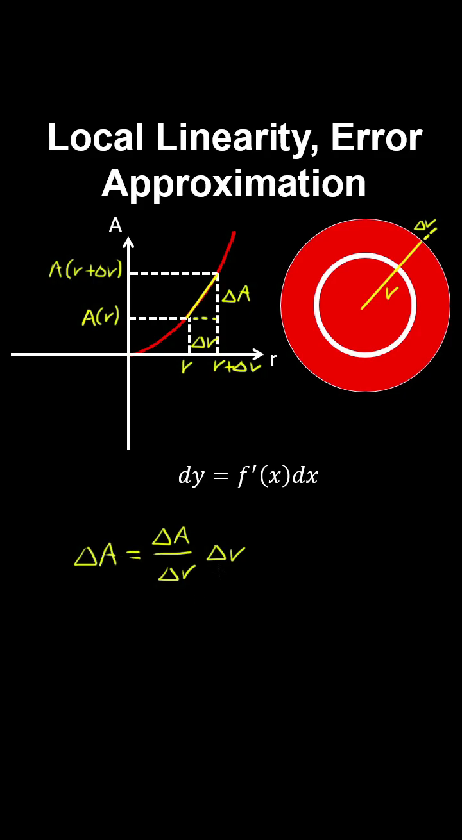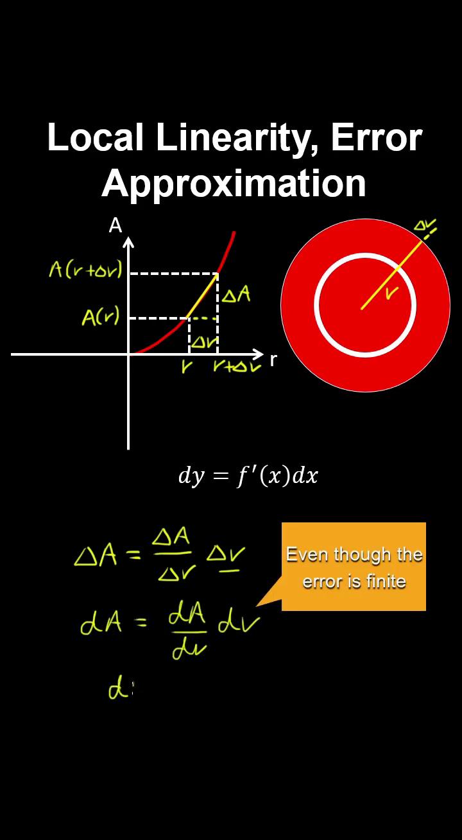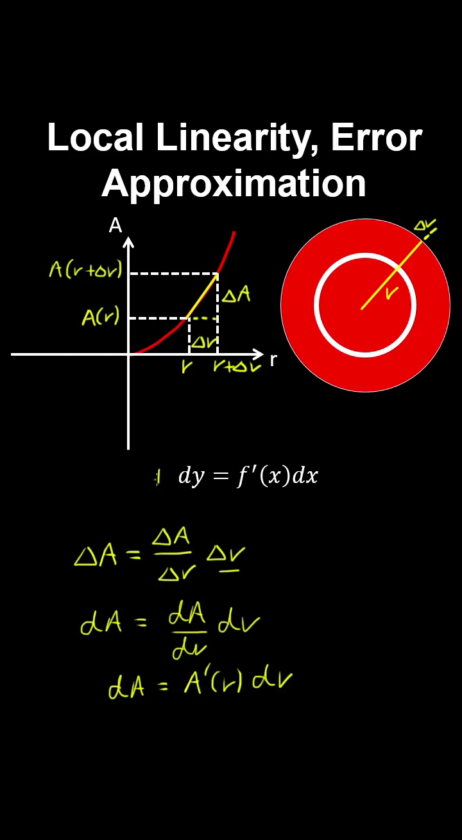Now because the error in our measured values is quite small, we typically write this in differential form. And the derivative can also be written as A dash of r. And this here is a general expression which we can apply to different problems. So for example, we can also have the error in the volume of a sphere, and we'll apply this to some practice problems.